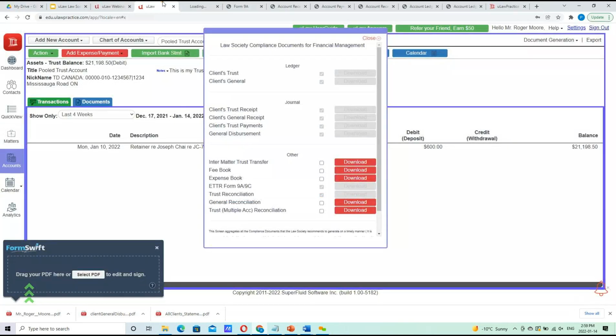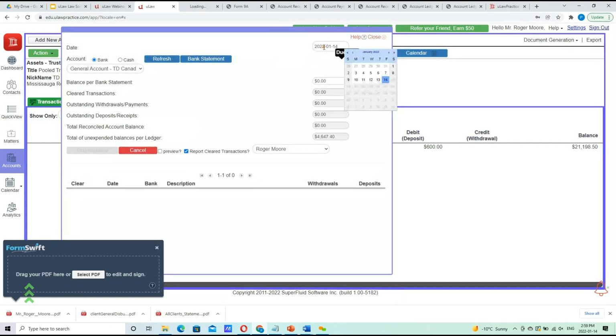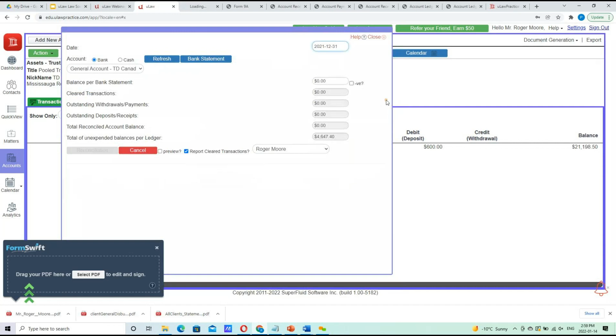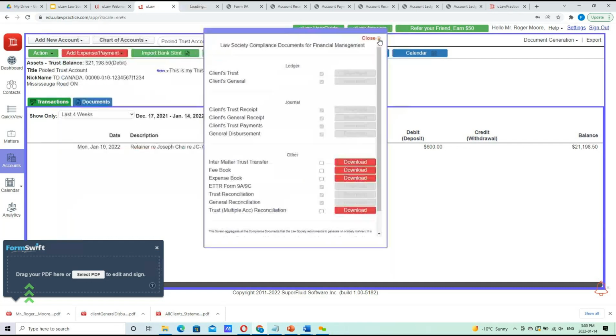Automatically you see the reconciliation button, so that now you can generate that templatized trust reconciliation report. Same thing with general. Let me choose the month of December. Now, thankfully I've reconciled the general account. There's not much to reconcile.